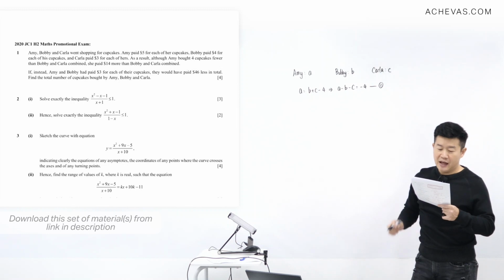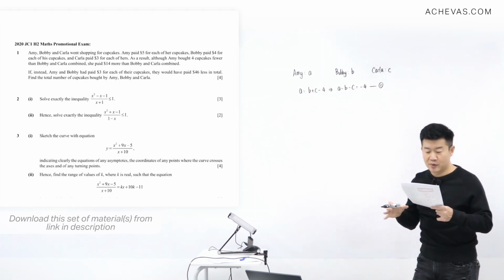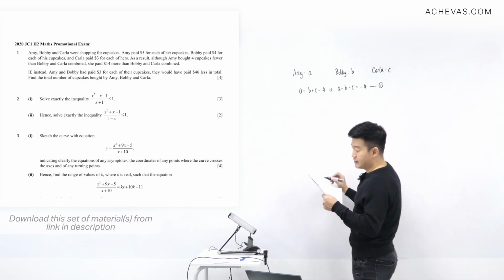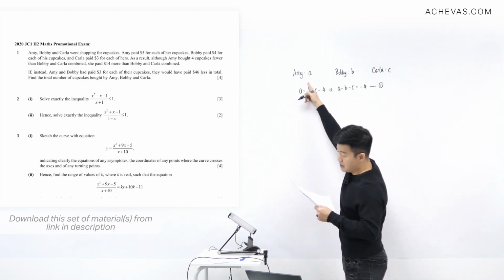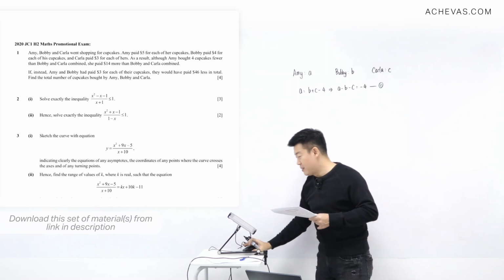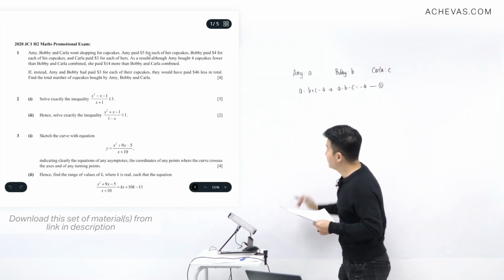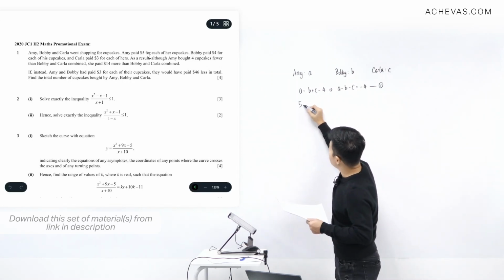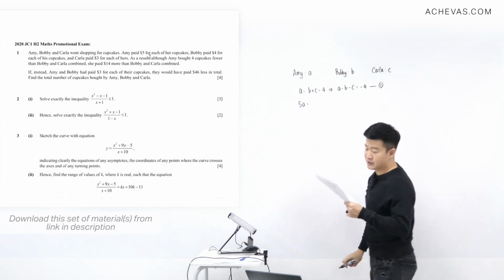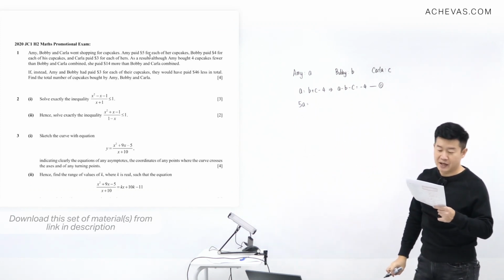And then Amy paid $14 more than Bobby and Carla combined. According to what the question says, Amy paid $5 for each of her cupcakes. So 5A is going to be the total amount that Amy has paid. And this is $14 more than the total amount of money that Bobby and Carla have paid.